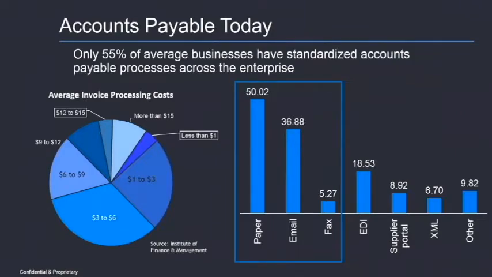So let's look at accounts payable today. Very few companies have standardized their accounts payable processes across the enterprise. The average cost to process an invoice is extremely high in most cases. According to a study done by the Institute of Finance and Management, here are the actual numbers. You can see that it goes from a low of about $1 to all the way up to more than $15 an invoice. Of course, the $1 metric is where they have a very high level of automation, and the $15 or $18 metric is where they have no automation. Everything is done manually, sneakerware.